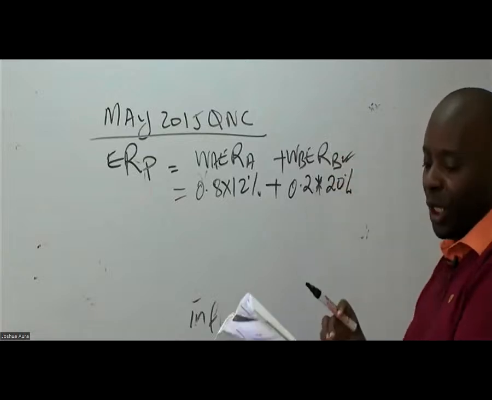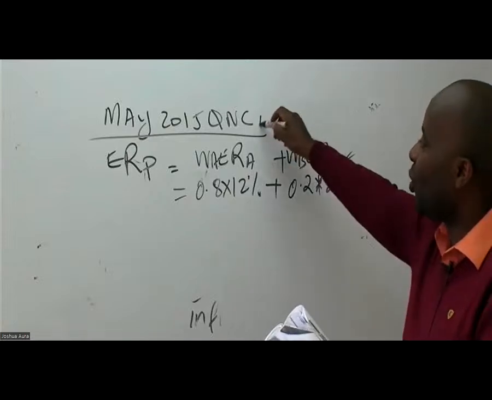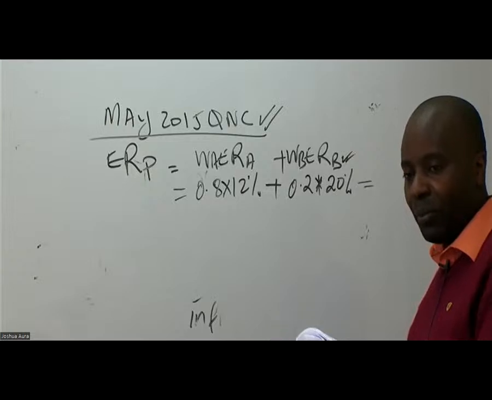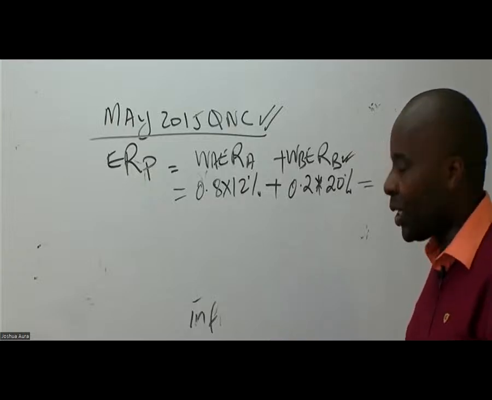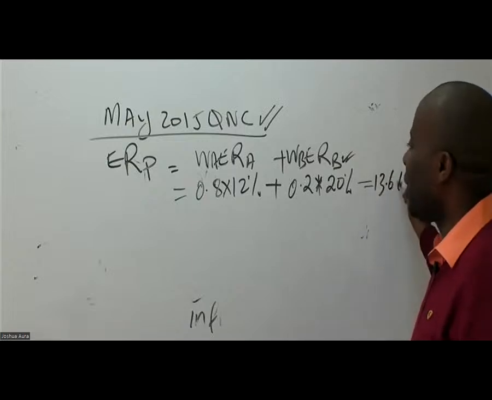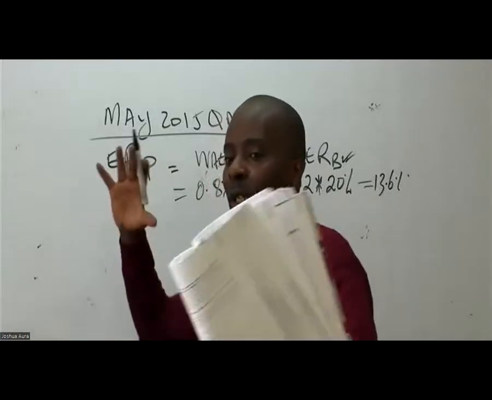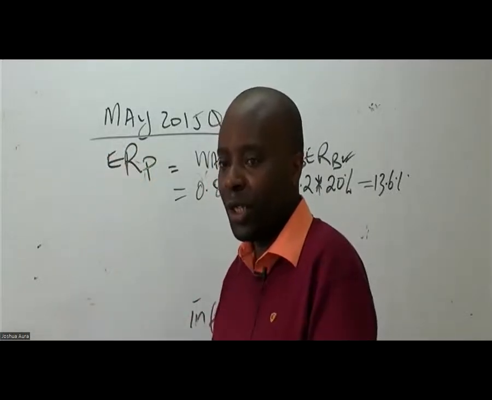I hope you're able to see the expected returns given on that table up there. So are you able to give us, in this case, the expected return of the portfolio? 13.6. Thank you very much. So 13.6 percent is the expected return of the portfolio. A portfolio is basically an amalgamation of securities. We're putting those returns together.